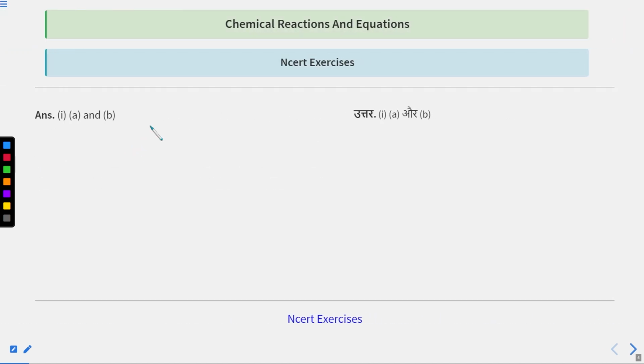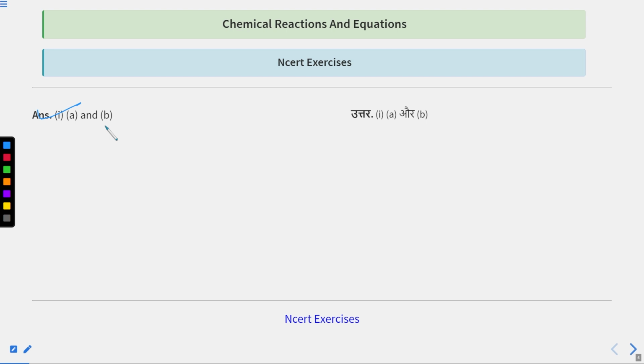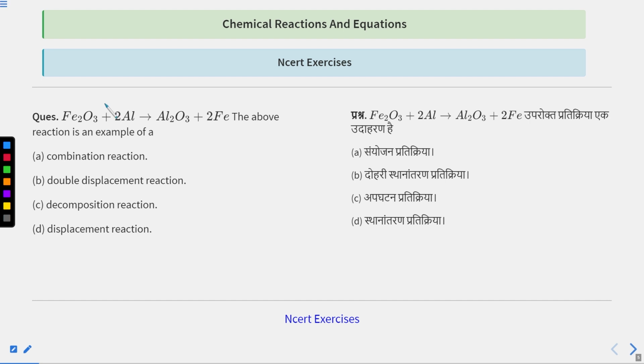Option 1. So you can see answer 1, A and B is the correct answer, and I told you the explanation how can we say that this first option is the correct answer. Let's move to the next question, which is like a reaction is given to you, Fe2O3 ferric oxide reacting with aluminium. It is giving aluminium oxide plus 2Fe.